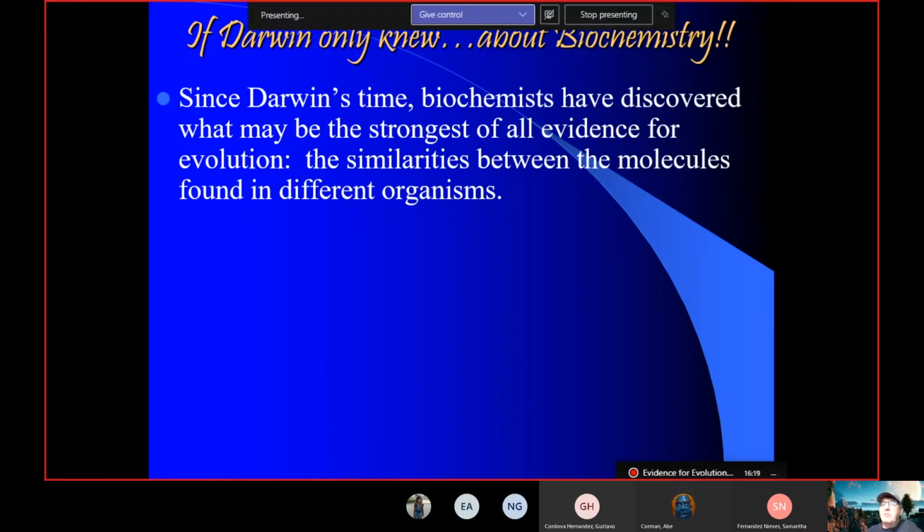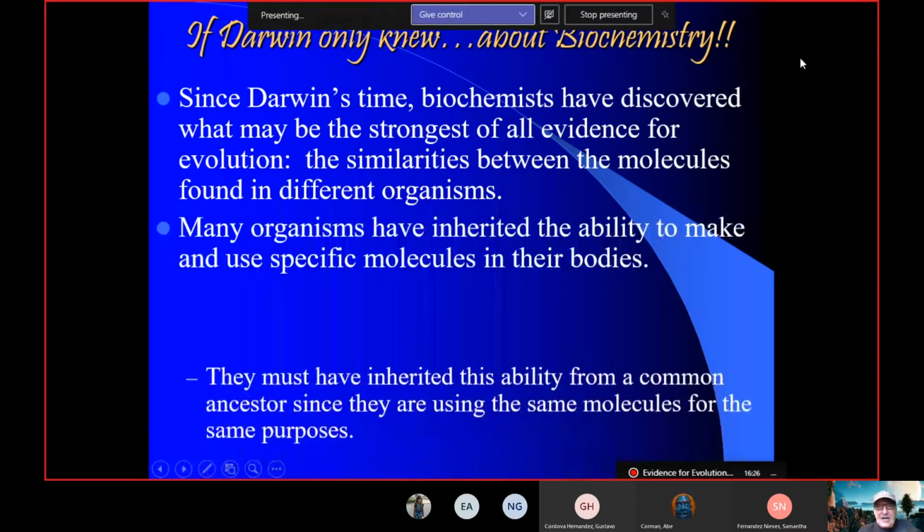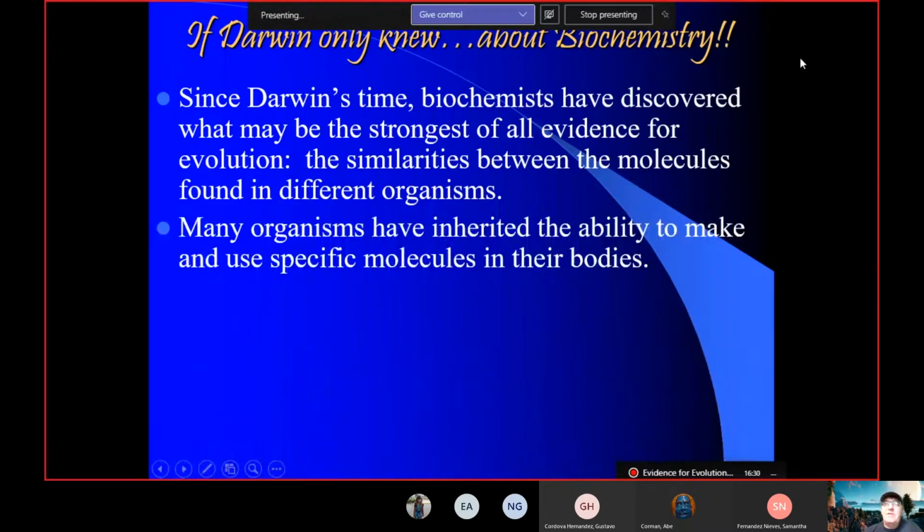Well, even since that time, we found even stronger evidence because we now are able to look at the molecules in different creatures. And we're finding very similar molecules in different organisms. So that becomes pretty strong evidence because there's only one place that your molecules come from, and that is your DNA. And how do we get our DNA? We inherit it from our ancestors.